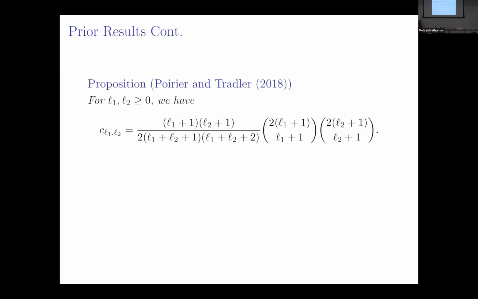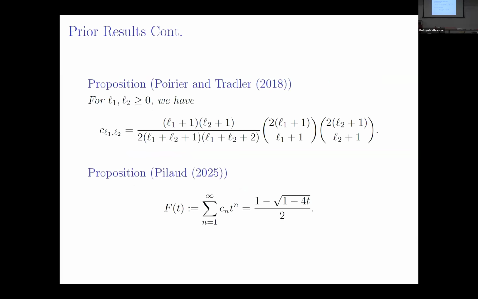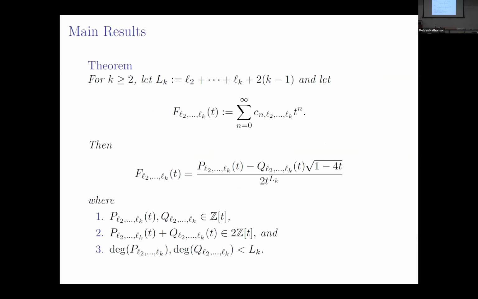One of their results was that for two indices, it's related to a product of Catalan numbers. You've got this rational function in L1 and L2 times two binomial coefficients. And another result from 2025 was a generating function in the case where you only have one index. Again, you can see that's related to the Catalan numbers. So the Catalan numbers seem to be showing up in several places here.